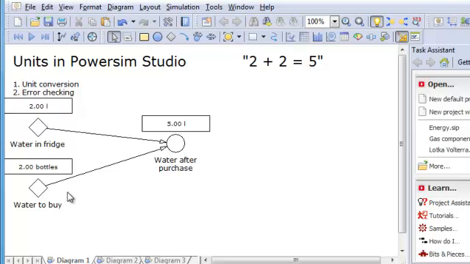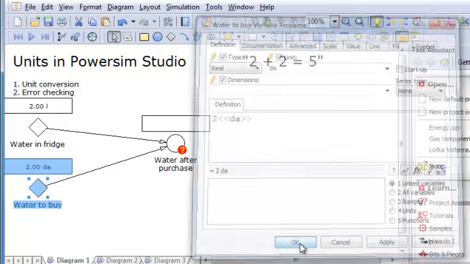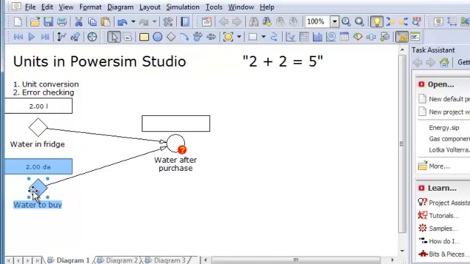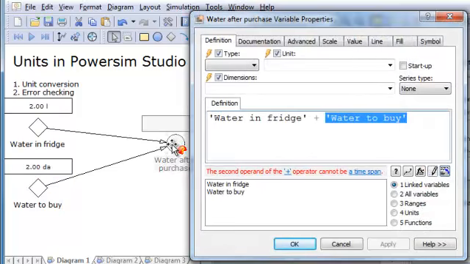What if I make a mistake? By mistake, I haven't added the water to buy, but I've added something else. And this is, for instance, 2 days. What should then happen here? Of course, that's not possible. 2 liters plus 2 days should give an error. In Excel, you would still get 2 as a result.